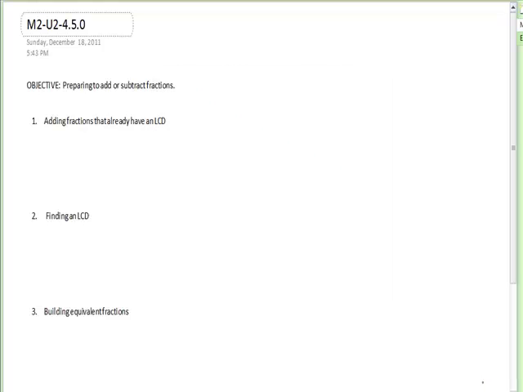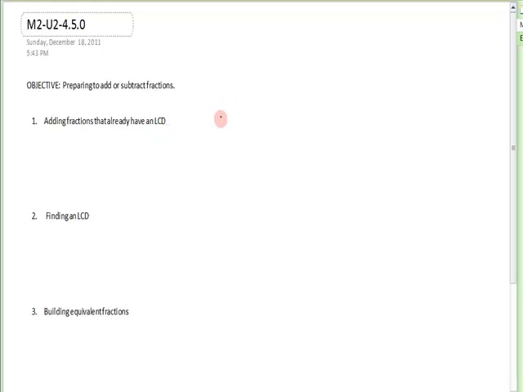This is a prep lesson to help you get ready for the objective of adding and subtracting fractions. So there are three things we're going to do in this, three little practices. The first one, we're going to add fractions that already have a least common denominator.